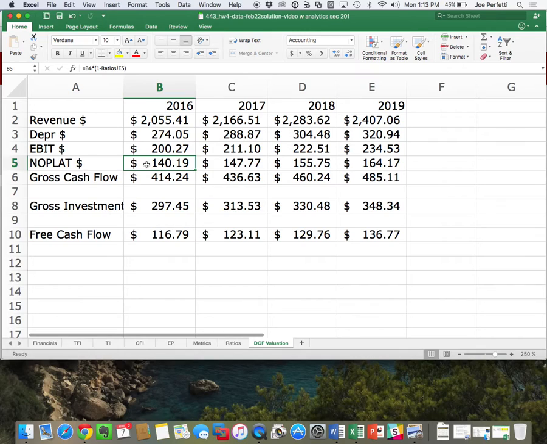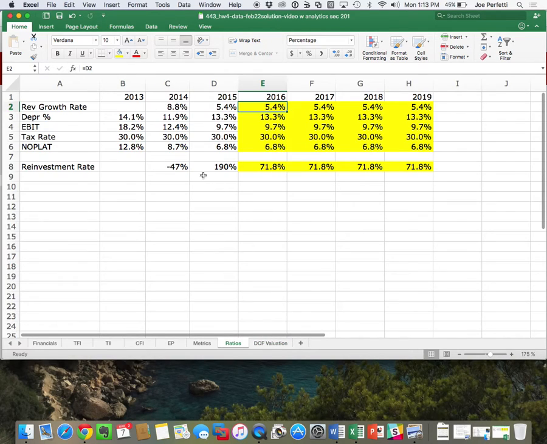So those ratios on the previous tab basically get me these free cash flows. Yes? Where do you get the gross investment from? I took the gross cash flow, and to get the gross investment, I multiplied by the forecasted reinvestment rate. Because the whole point of reinvestment is what percentage of my gross cash flow am I reinvesting back into the business.